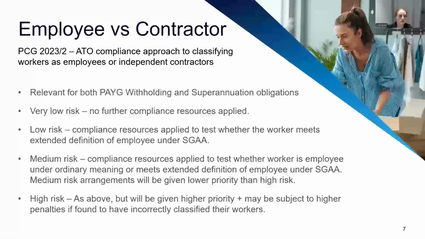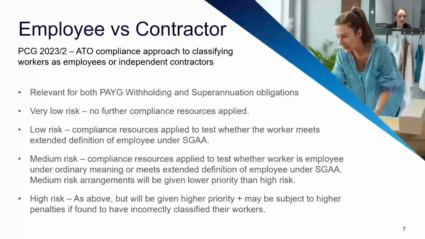So next, I just wanted to have a look at the practical compliance guideline, which outlines the ATO's compliance approach to classifying workers as employees or independent contractors. This one is relevant for both PAYG withholding and superannuation obligations, and it basically outlines 4 risk categories and advises what compliance resources will be allocated to each risk category, and then also provides some criteria as to how you can meet each of those risk categories. So there's a very low risk and a low risk category. For the very low risk category, no further compliance resources will be applied if you meet those criteria.